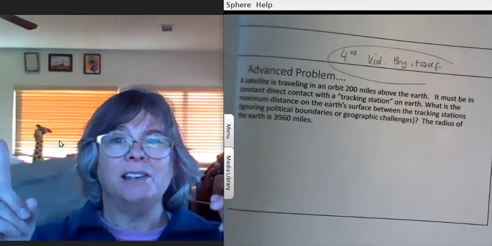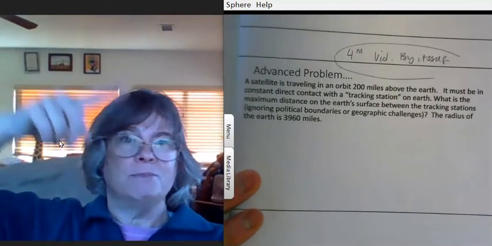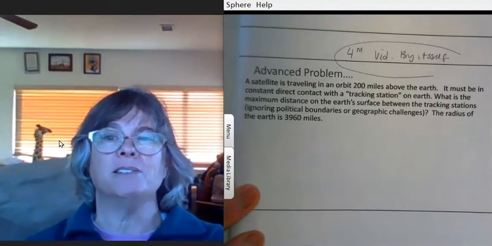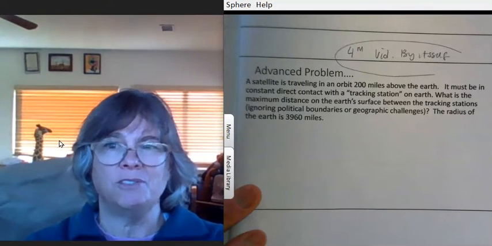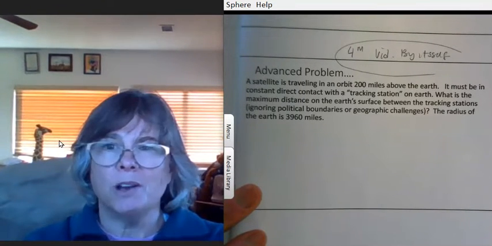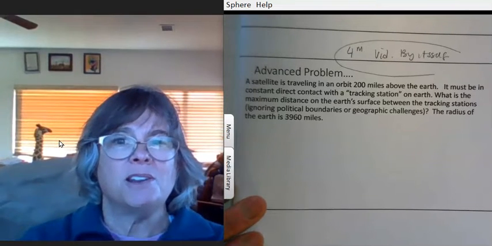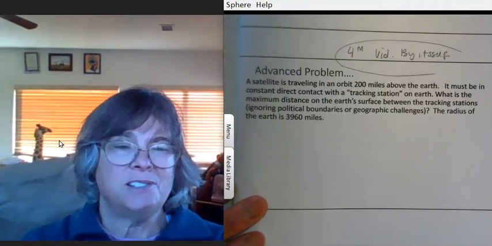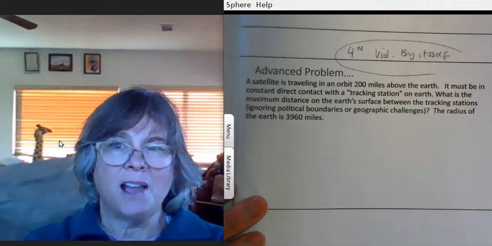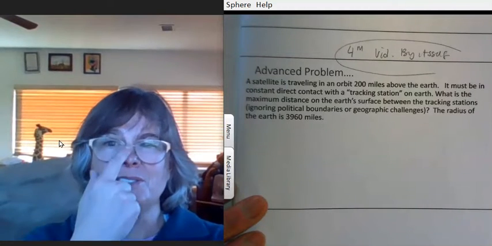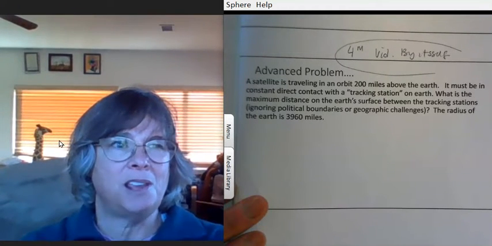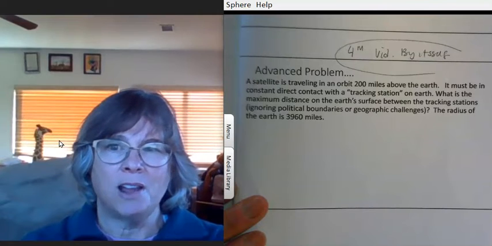We've got a satellite circling the Earth. It's about 200 miles above the Earth. Satellites generally are between 150 and 250. Some of them are higher, some of them are lower. Okay, it must be in constant direct contact with a tracking station on Earth. Not all satellites need this, but we're creating this kind of satellite. So it must always be in contact with a tracking station.